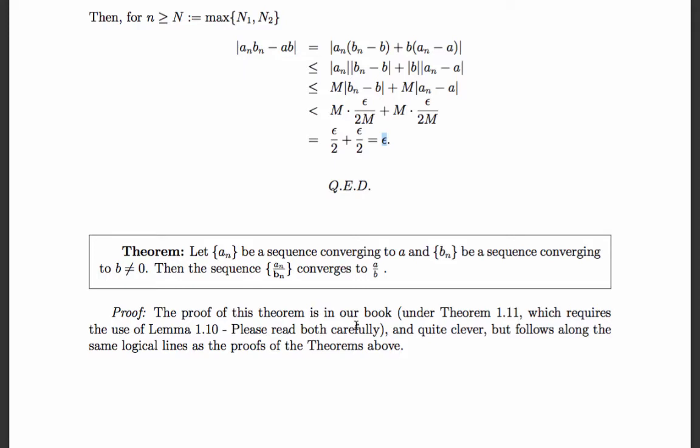So let A_n and B_n both again be convergent sequences, with the condition this time that B_n does not converge to 0. So it converges to some number B, but B is not 0. Then the sequence A_n divided by B_n converges to A divided by B.